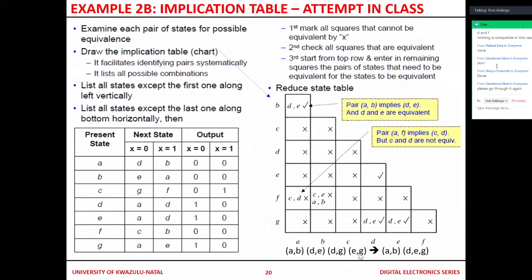So you can have A, B. These ones are compatible to each other. So D, E, G as one group. So you can reduce it actually to those 2 states. We are going into an area where we will have multiple states being compatible. So if you have a question, you ask.